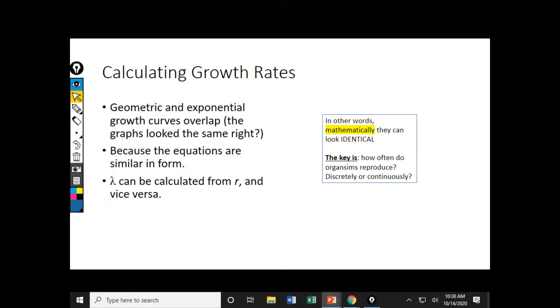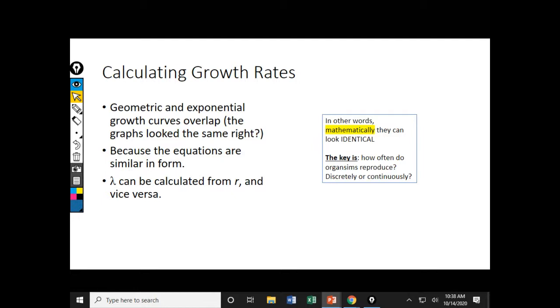Ultimately, via some math, you can get back and forth between lambda and R. Critically, the difference between the two is time steps. R is tiny time steps, and lambda is discrete time steps. So we can use calculus to get between them, something I'm not going to ask you to do. I want you to understand it's possible, and that's why they look so similar.